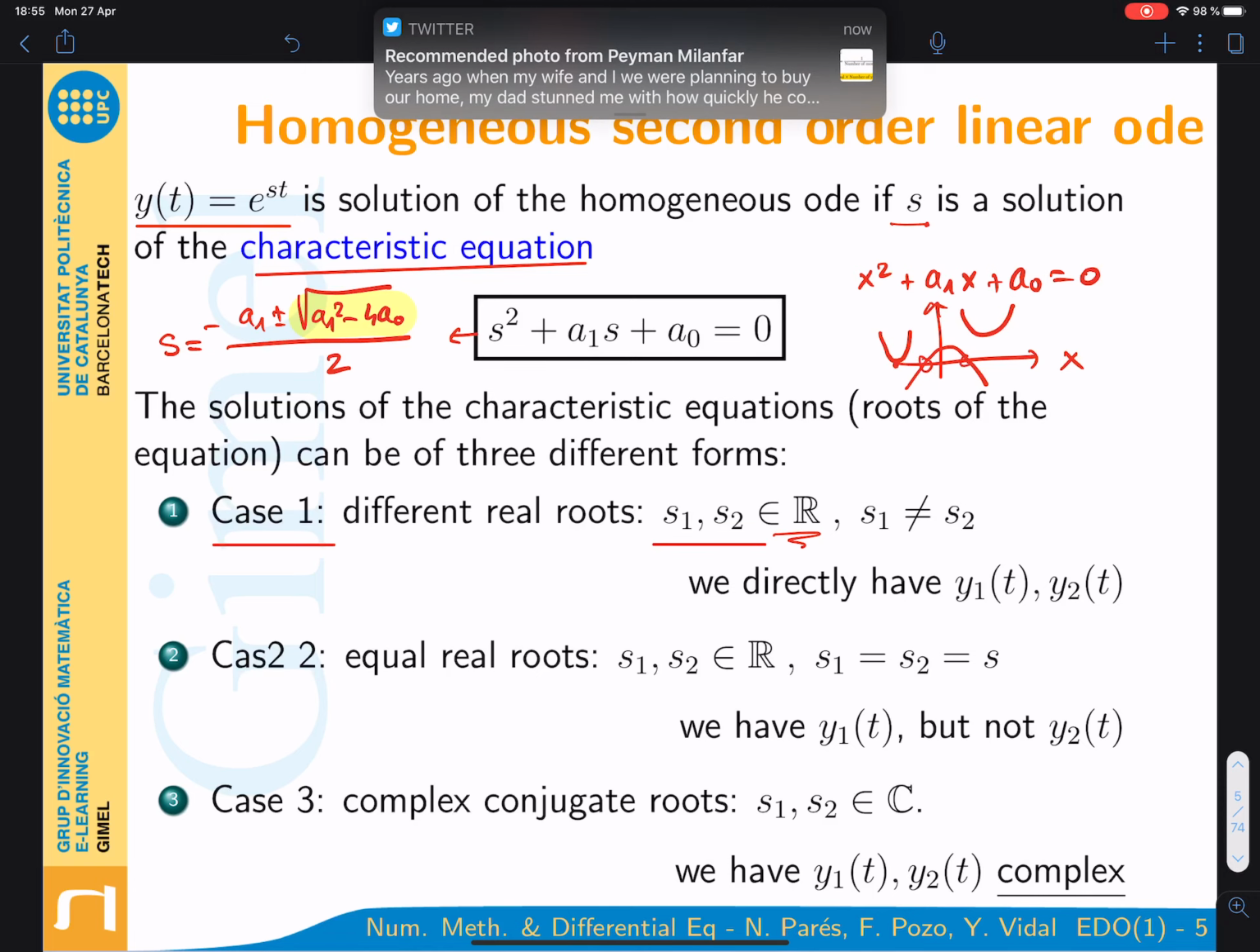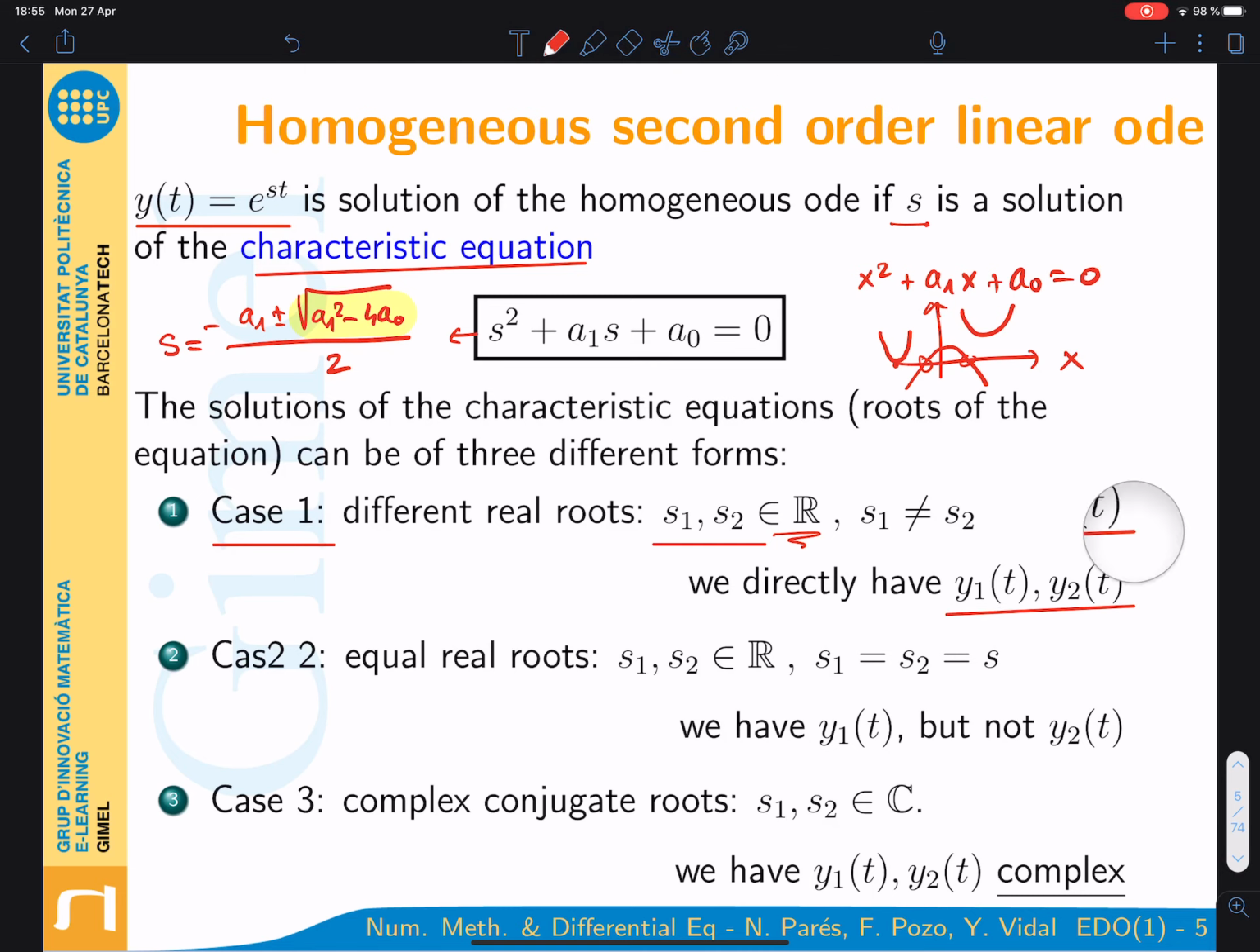That would be this case, yeah? And we are very happy because with that, we have 2 different particular solutions to use and solve the ODE and get the general solution. Remember that our purpose was to find 2 different particular solutions. That's what we got here.